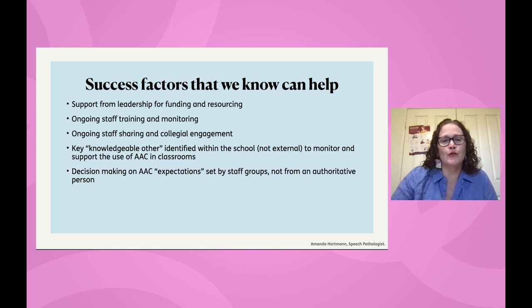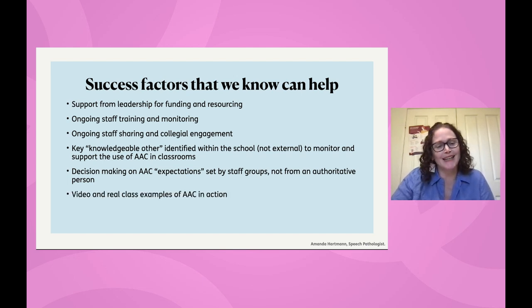I think also things like professional learning communities or groups of staff or decisions made in staff meetings. So if those decisions about what we're going to do with AAC, what are our expectations, what are our minimal requirements, that really needs to be set and decided upon by groups rather than just from a single authoritarian position. I think it needs to come to a collaborative decision where staff can understand why they're doing the AAC and how they would like that to look for themselves.